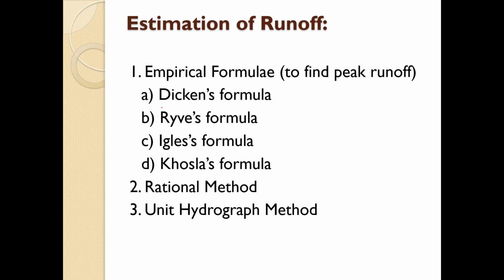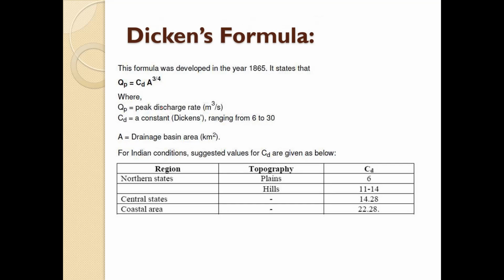Now, estimation of the runoff. There are empirical formulas to find the peak runoff: Dickens formula, Ryves formula, Inglis formula, and Khosla's formula. Then the rational method and the unit hydrograph method are there. In Dickens formula, developed in 1965, QP equals CD into A raised to 3 by 4, where QP is the peak discharge rate, CD is the Dickens constant, ranging from 6 to 30, and A is the drainage basin area.